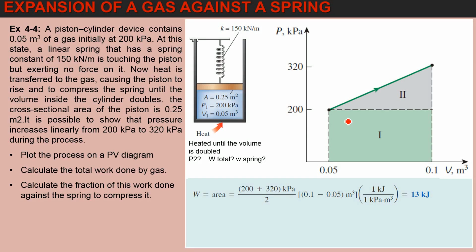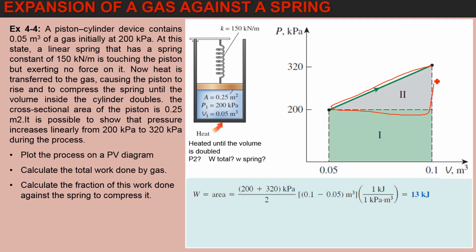We are told at the beginning the spring is not exerting any force on the piston. So we can safely assume that the atmospheric pressure is 200 kilopascals. Since it is not changing throughout the process, we can say that the work done against atmospheric pressure is given by the area 1. On the other hand, work done against the spring is given by the area in region 2.